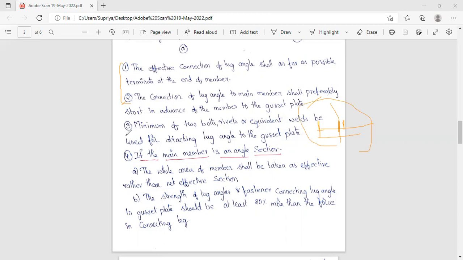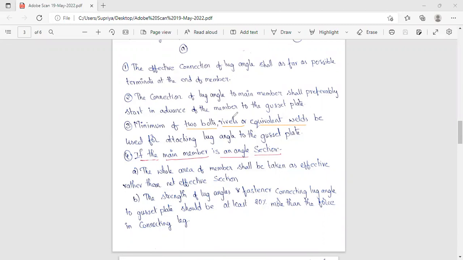Okay, and the third point we have to remember is that a minimum of 2 bolts, rivets or equivalent welds be used for attaching the lug angle to the gusset plate. So while making the connection of the lug angle to the gusset plate, a minimum of 2 bolts or rivets or equivalent weld, means minimum weld length, will be provided.